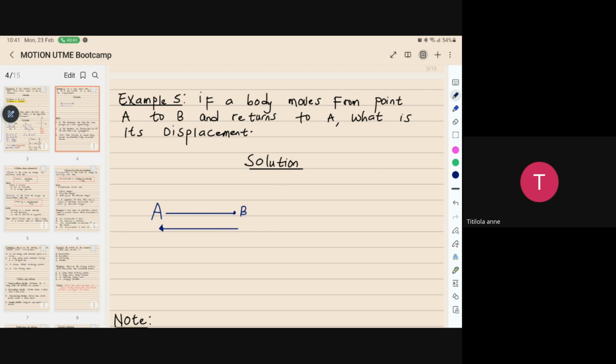Do you have anybody, or should I answer? Now, remember that, let's assume that, how do I put this? A is what? Justice, what did he say? I said A is the displacement. Okay. Very close to it. It moves from point A to point B and returns back to point A again. What is the displacement?